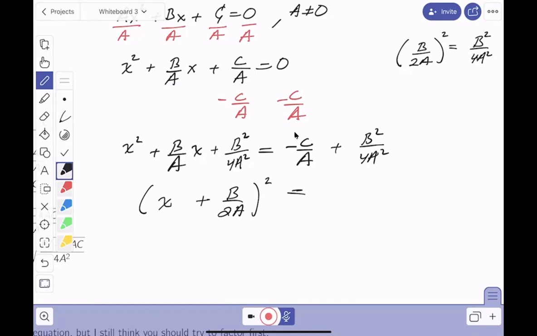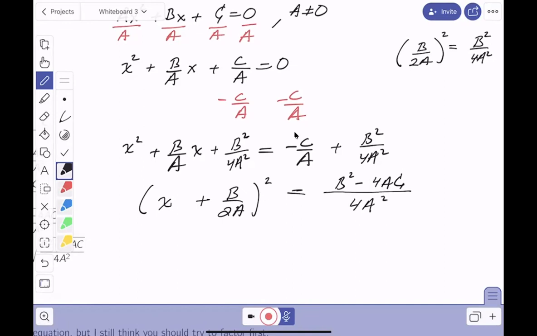What do you get on the right side? I got a common denominator. I'll write this down for you, which should be 4a squared. What do you get on top? I'll write it a little bit differently. You get b squared minus, well, I have to multiply the bottom by 4a, right? So multiply the bottom by 4a, multiply the top by 4a, you get 4ac. All right, that's not so bad.